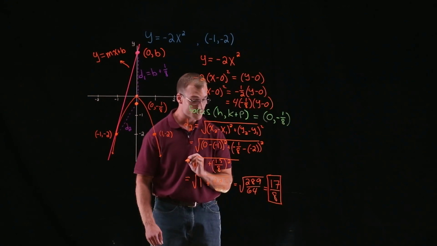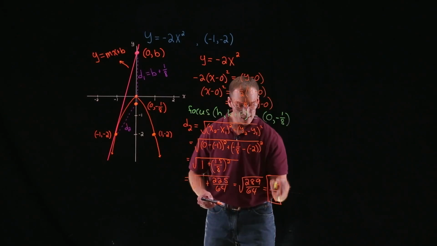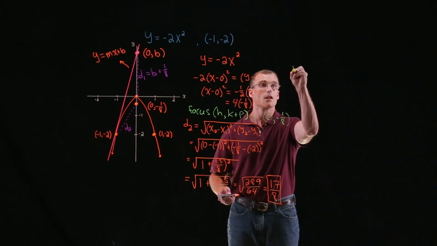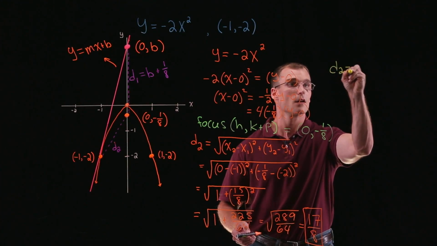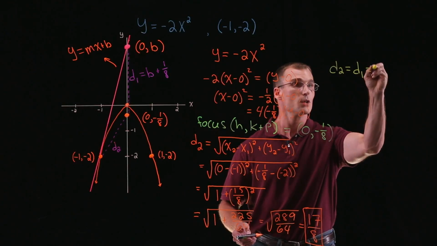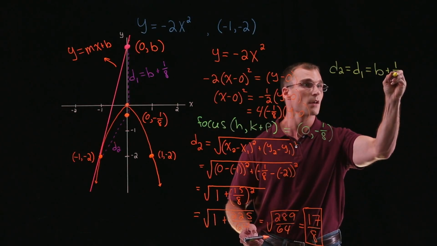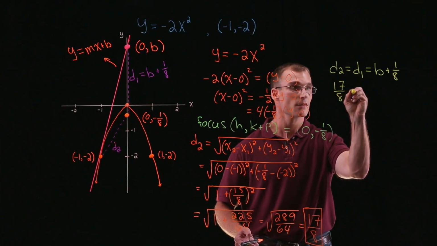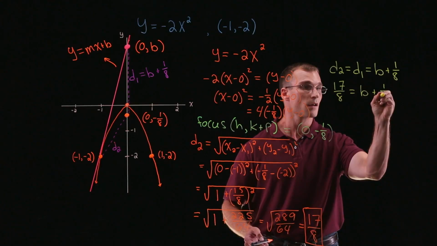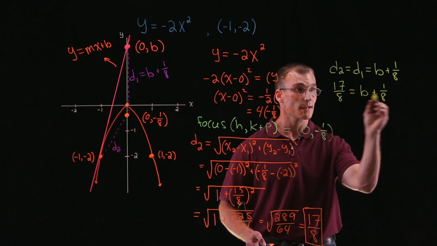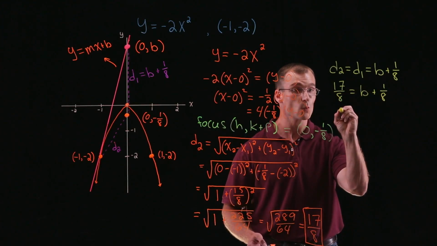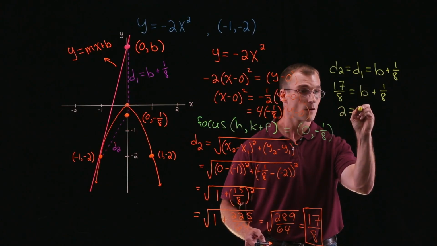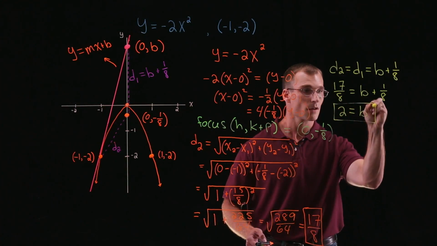Okay, again, how does this help us? Well, we know that this is D2. As we said, D2 is equal to D1, which we said is equal to B plus 1/8. So 17/8 is equal to B plus 1/8. Subtracting 1/8 from both sides, we get 17/8 minus 1/8 is 16/8, or 2, is equal to B.